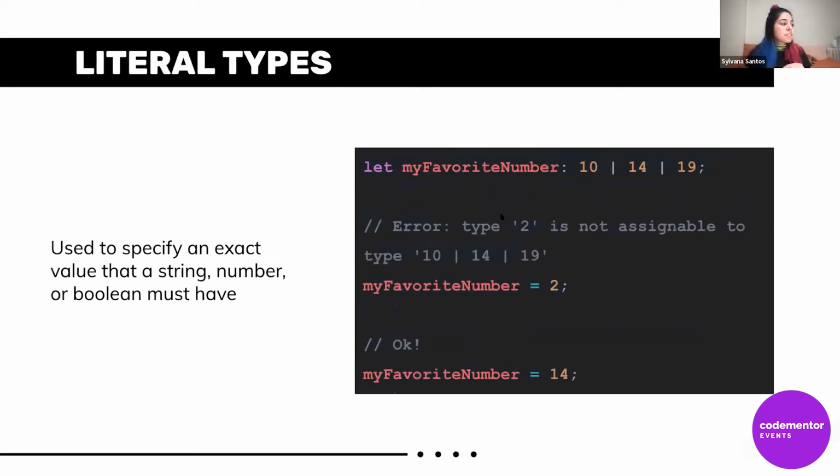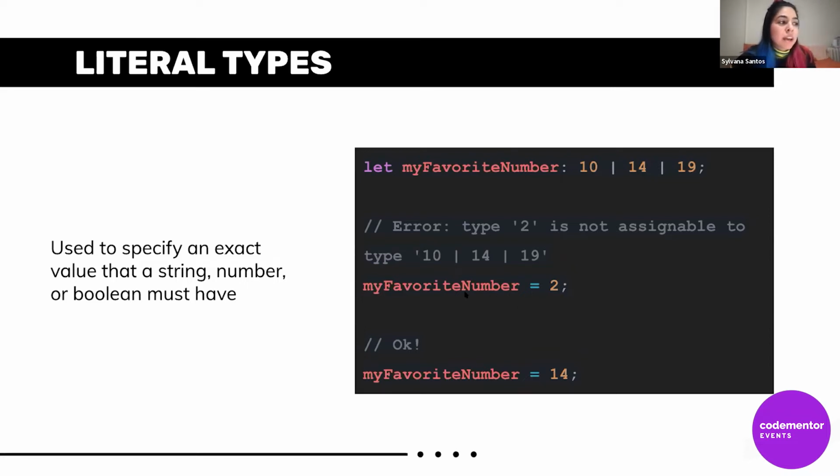Another way that we can specify a type is using literal types. So you might use this when you want to tell TypeScript that a variable has to have an exact value. So a string has to have an exact string value, or a number has to have an exact number value. So for example, if I have a variable called my favorite number, maybe I want its value to only either be 10, 14, or 19. So I can use this syntax here. So this sort of combines a literal type and a union type, right? I'm saying my favorite number can only have a value of 10 or 14 or 19.